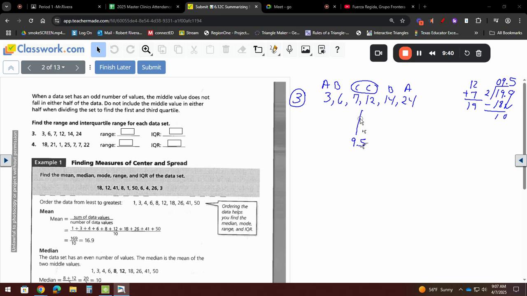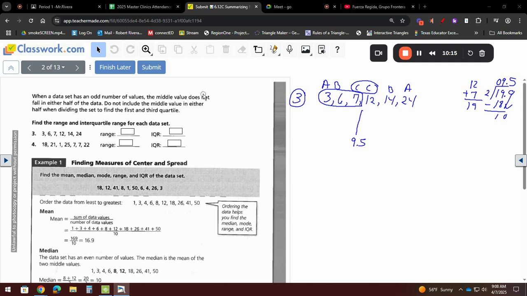Now I'm going to do the lower half. Now pay attention to this part. The mistake that kids do, they'll go here, A. But this guy is not the median, so he becomes part of the what? The lower half. Listen again. That 7 is not the median. We used them to find the median because there was 2 in the middle. So when that happens, that 7 becomes part of the lower half, and the 12 becomes part of the what? Upper half.